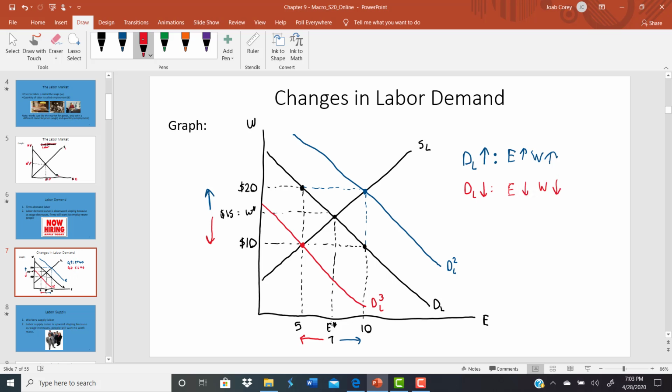You can just memorize that they both move in the same direction as demand, or when in doubt, you can always graph it out. Remember, the graph will always tell you the answer. Just like your other graphs that you learned in Chapter 3, increases shift to the right, decreases shift to the left. Graph it out, and you can see what happens to wages and employment when labor demand changes. All right, so that's how the labor demand curve works, and that's what happens when we see these changes in labor demand.